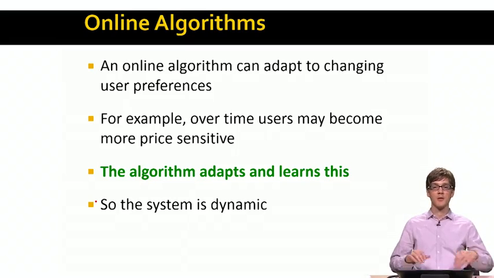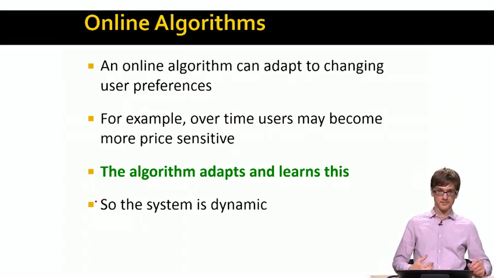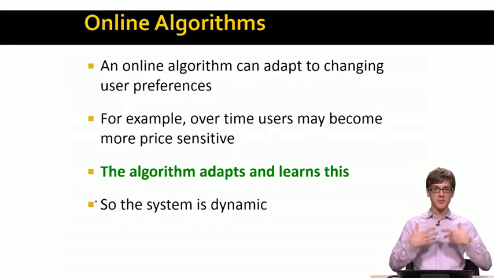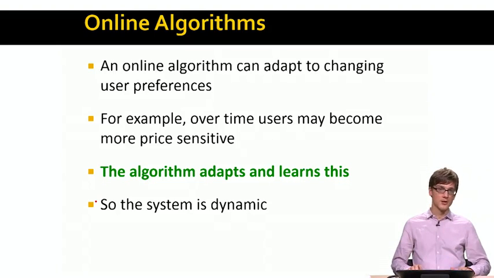For example, over time, users may become more price sensitive. This means that algorithms can adapt to data and learn these kinds of changes. And in this sense, the model becomes dynamic, and also the underlying system is dynamic. This is the side benefit of the way we trained our support vector machine using stochastic gradient descent, which basically means that whenever a new data point comes in, we classify it, learn the class, and we can slightly update the model. So we can think of this as a system that is always learning and never stops learning.